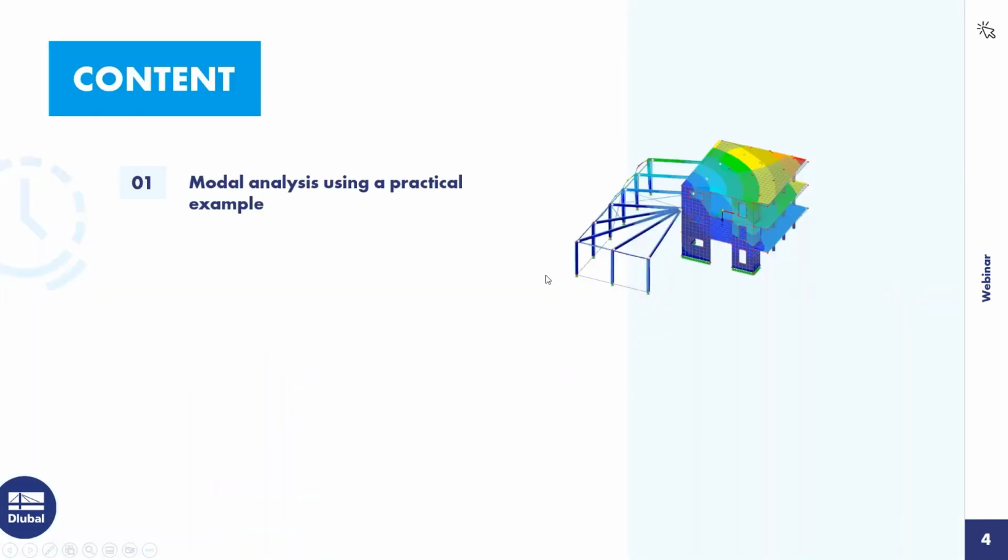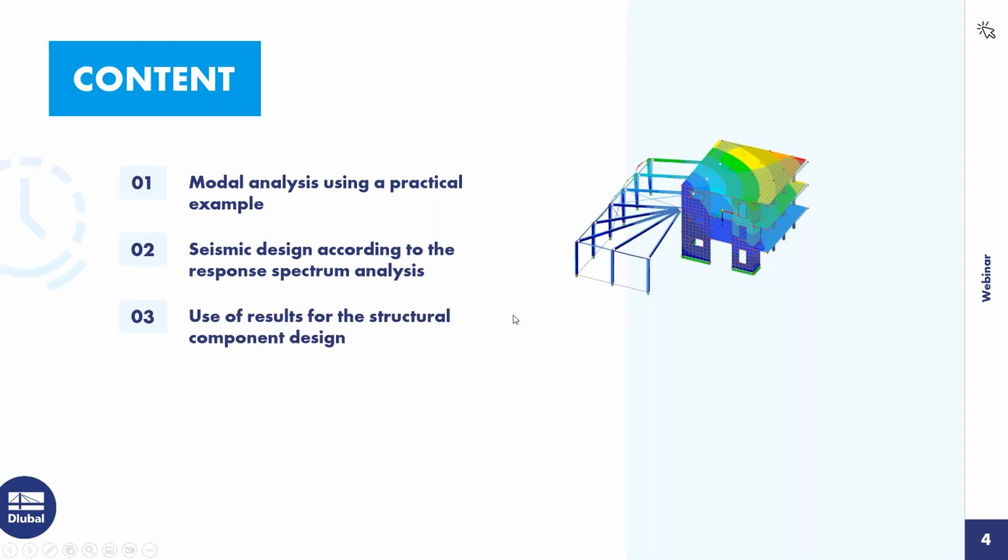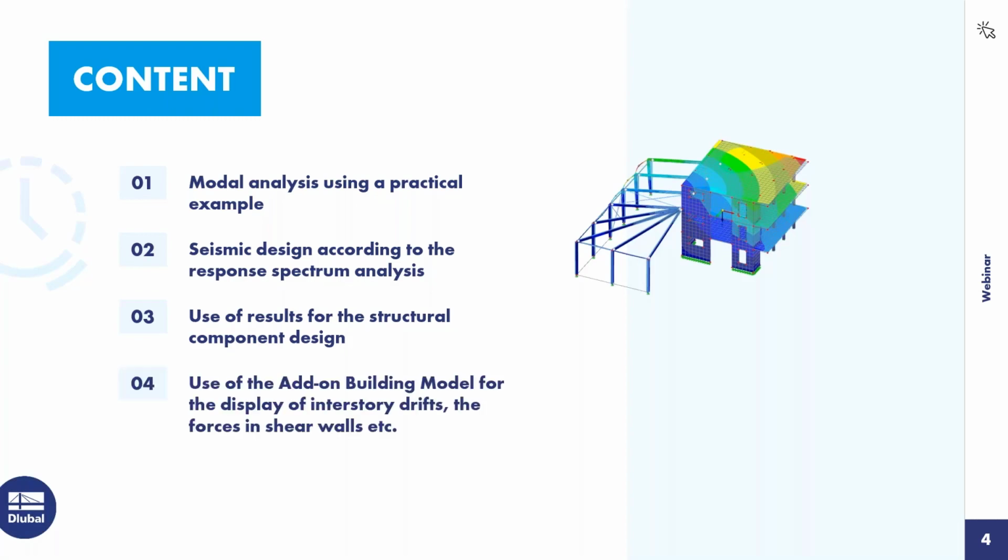To the agenda today, Stefan will start with this example, a building of concrete and steel, and he will do a modal analysis using this example. Then follows the seismic design according to the response spectrum analysis. Then he will show how you can use the results for the structural component design, and he will apply the add-on Building Model, for example, the forces in shear walls. Okay, then I hand over the screen to Stefan and he can start with the live presentation.